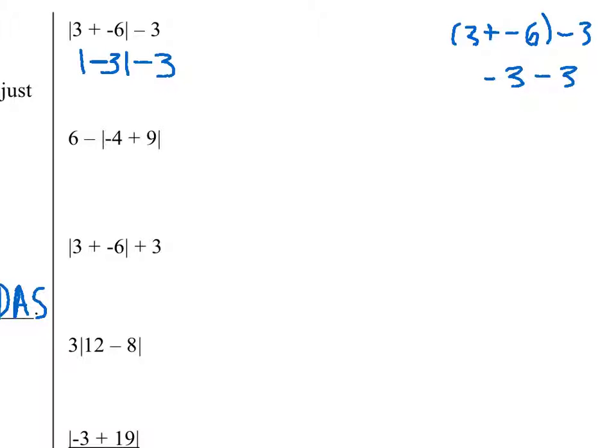Okay? So, the absolute value of -3 is 3. 3 minus 3 is 0.